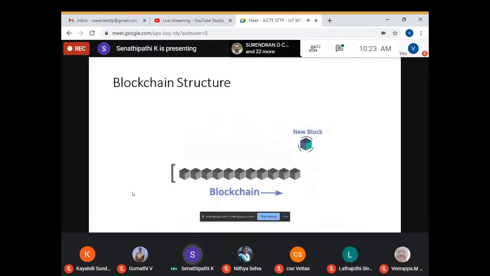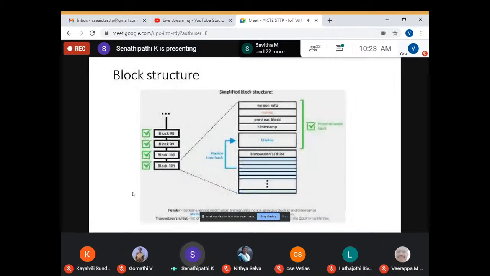Whenever a transaction is confirmed or validated, a block is added into the blockchain, and this is the structure of the block. Every block contains information about the sender, the receiver, and the number of coins to be transferred, which we can say is the transaction details, as well as the hash value of the previous block and the hash value of the current block.